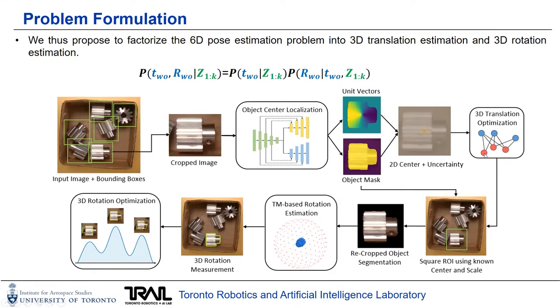Given this 3D translation estimate, in the second stage we can recrop a rotation-independent ROI for each object using the estimated scale from the translation. Then we feed this ROI into a rotation estimator to get a per-frame rotation measurement. Finally, our final rotation estimate is obtained using another optimization.